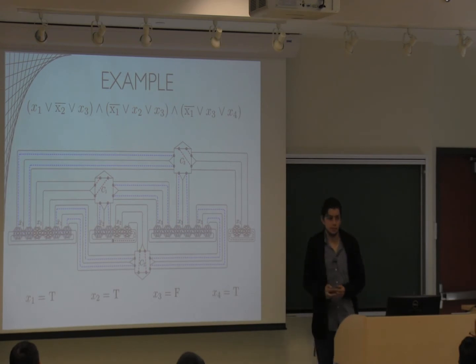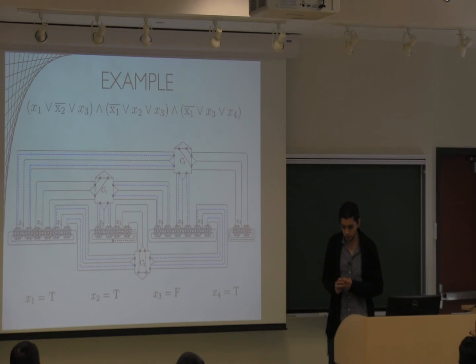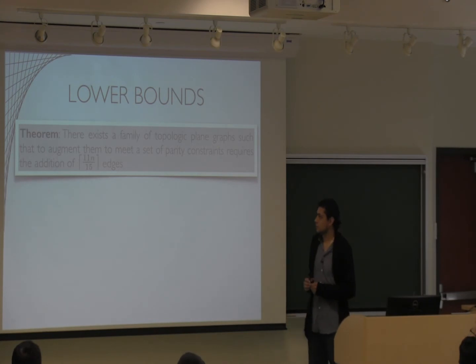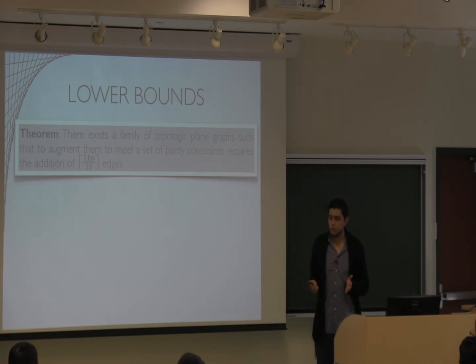And now I'm going to talk about some lower bounds of topological graphs. This lower bound is for some graphs that need at least ceil 11n over 15 edges to be augmented.